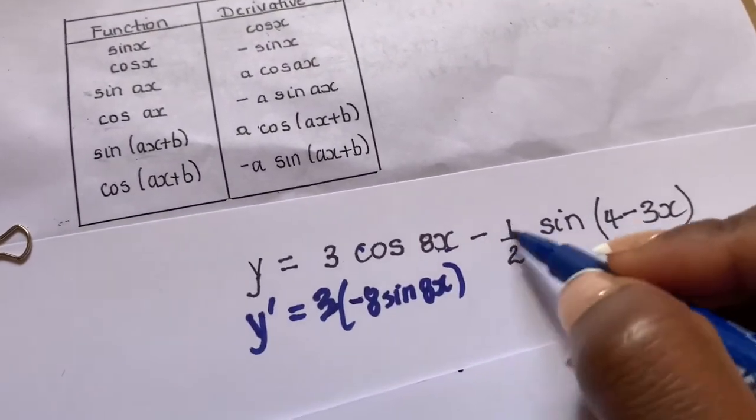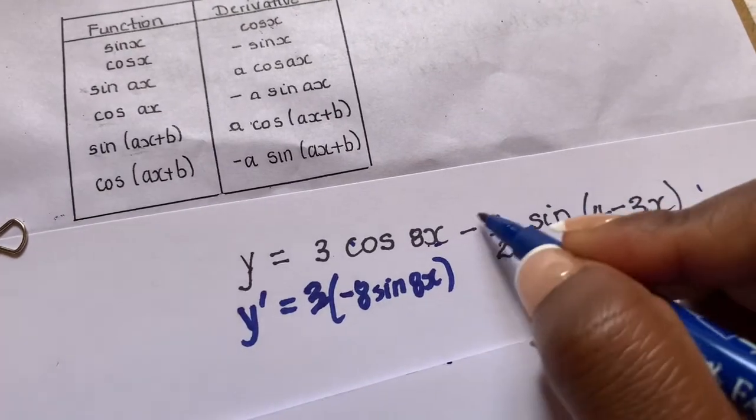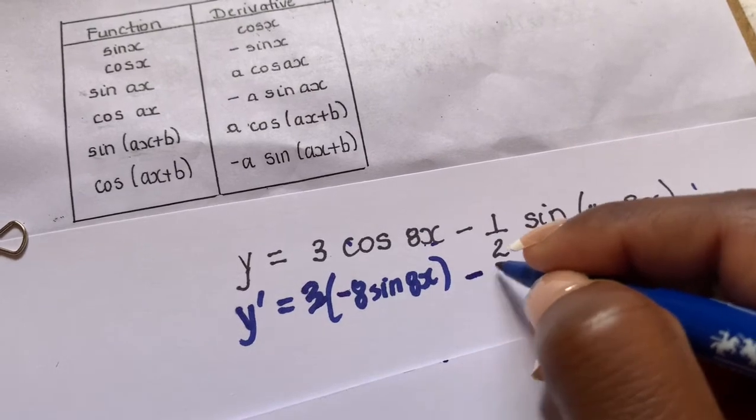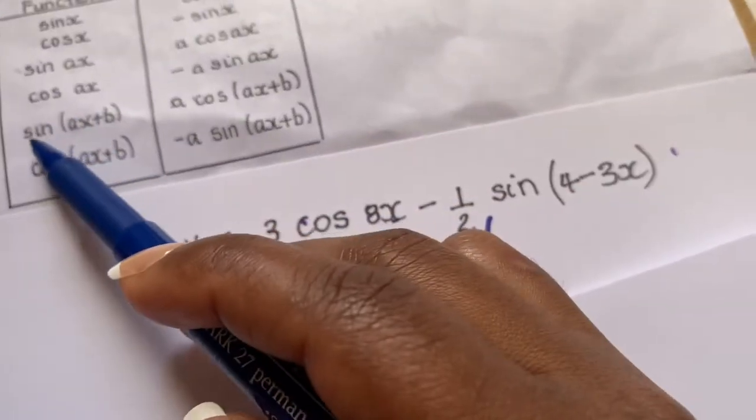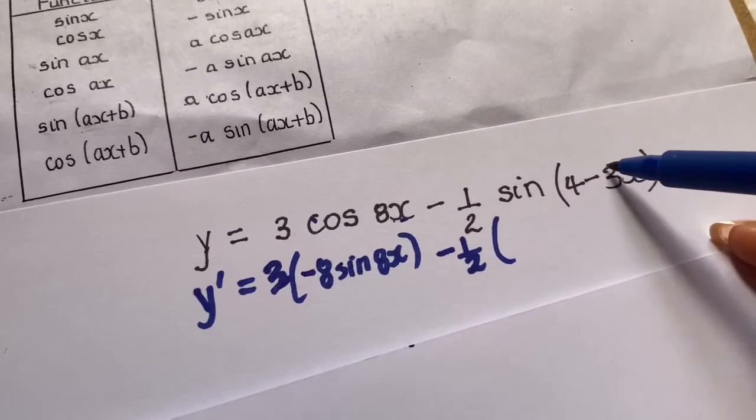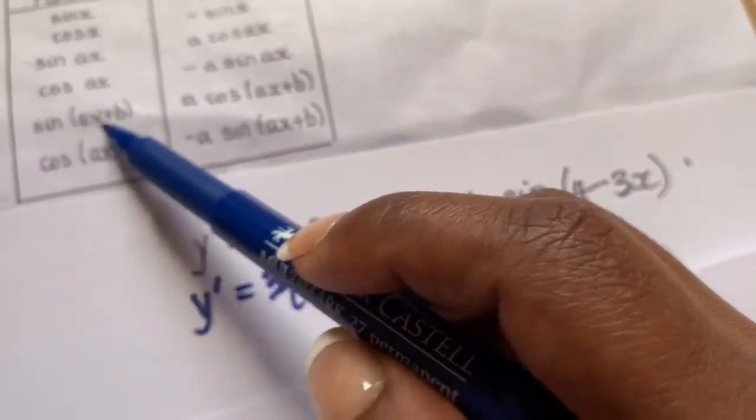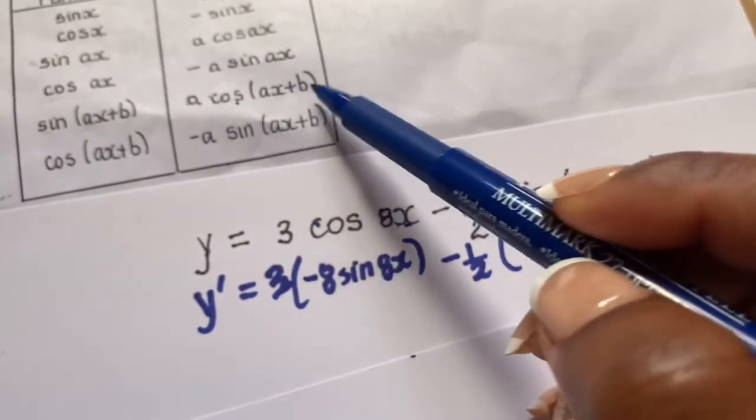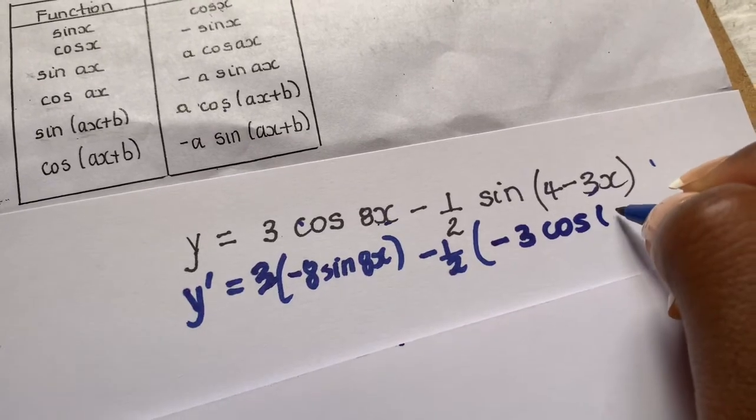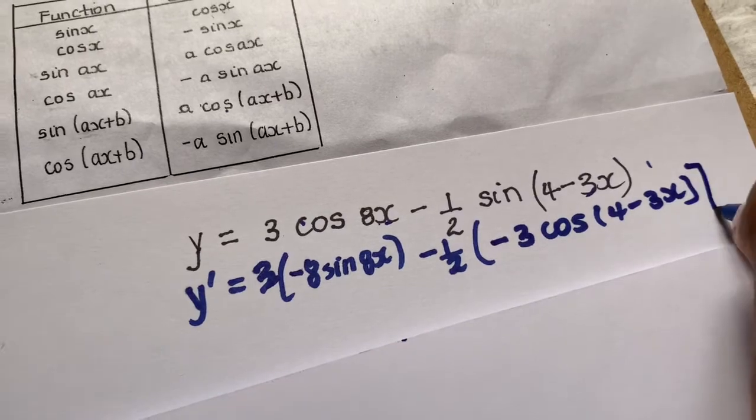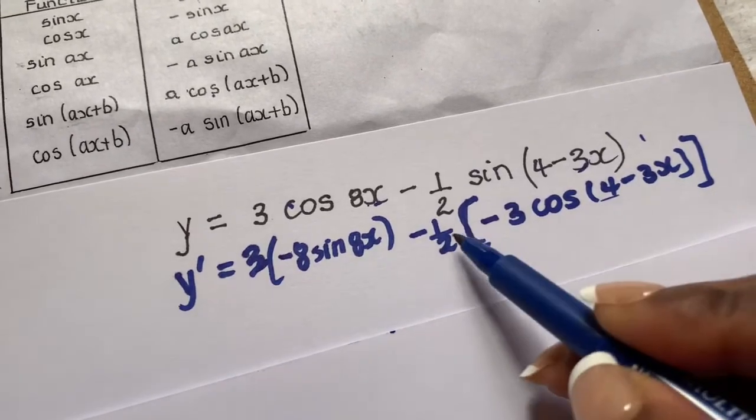Now, this part, whatever we get when we differentiate sine of that function will be multiplied by our negative half. So let's put that on the outside. And now, we're at sine 4 minus 3x. That's in this form. So as you see, our A, which is the number in front of the x, the coefficient, is negative 3. So our answer will be negative 3 cos, and the bracket goes back. I'm going to put square brackets to make the distinction. So this is the answer we get, which is going to be multiplied by our negative half.